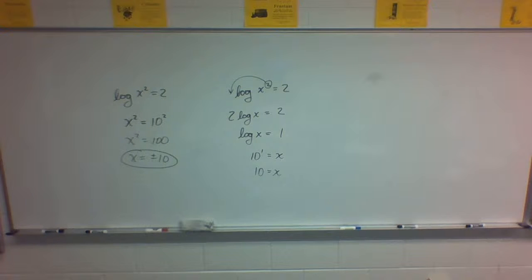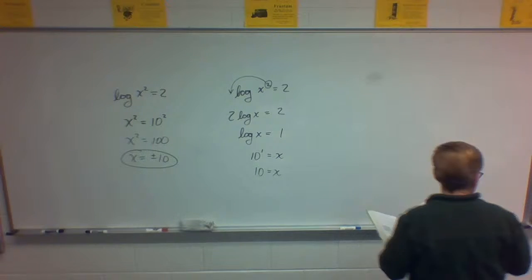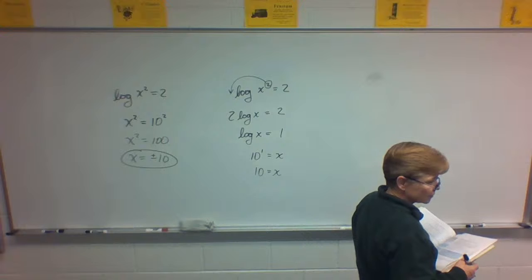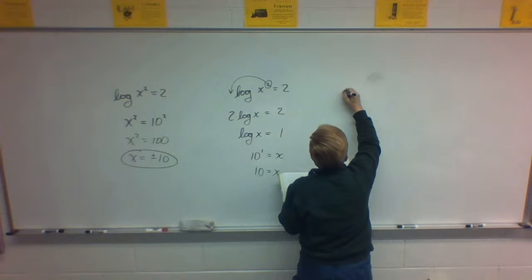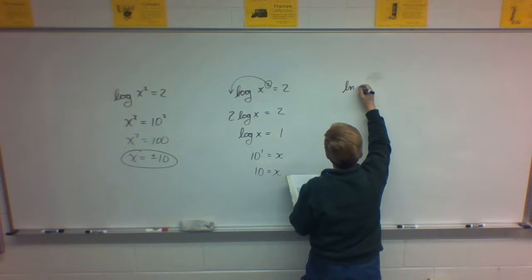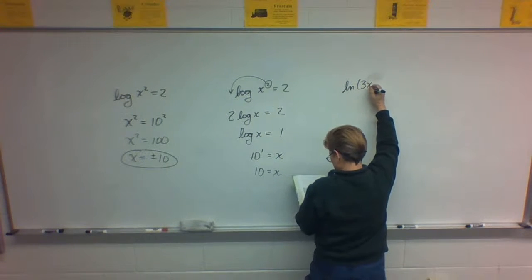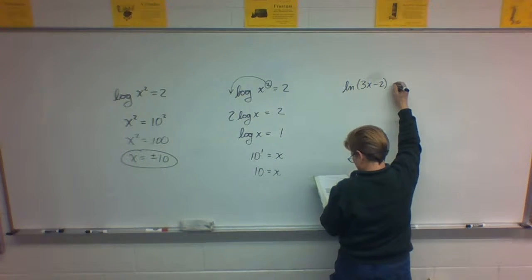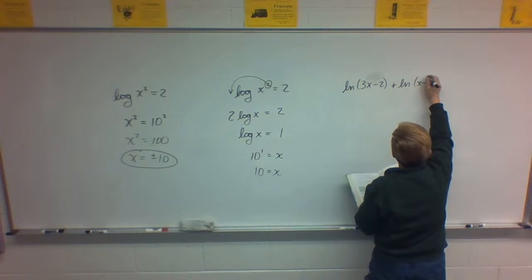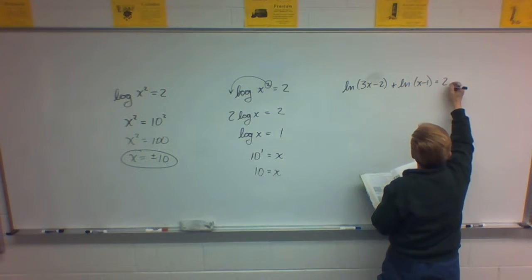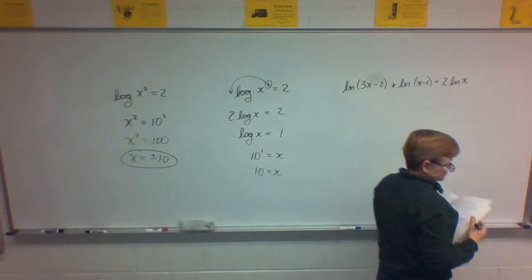Okay, here comes the next one. It is natural logs. Remember that's what natural logs are based on? Remember, you can see that e, really? You can? Okay, here we go. Natural log of 3x minus 2 plus the natural log of x minus 1 equals twice the natural log of x.